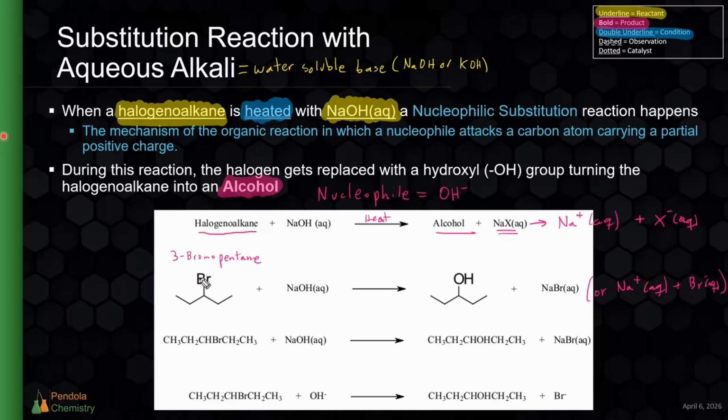So that's what happens during a nucleophilic substitution reaction. The halogen, whatever it is, chlorine, bromine, iodine, is going to be replaced by the hydroxyl group, OH minus, because the nucleophile in this particular reaction is hydroxide. So we're going from a halogenoalkane to an alcohol. We can see the exact same thing happening with the structural formula, CH3 CH2 CHBr CH2 CH3. The Br will simply get substituted with an OH in the organic compound, and then NaBr will be made.